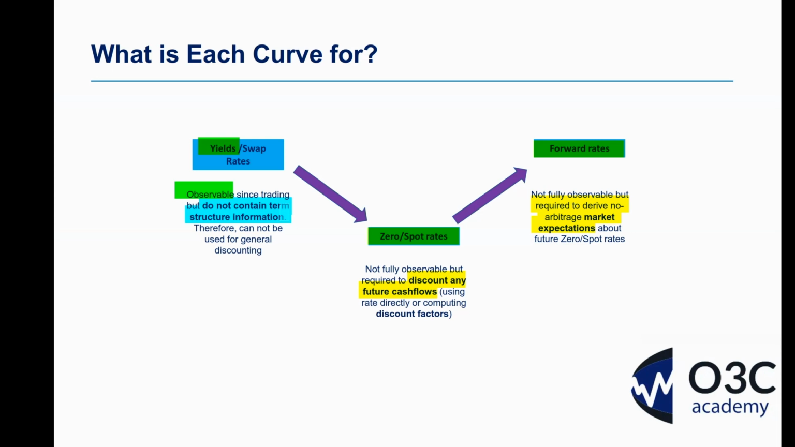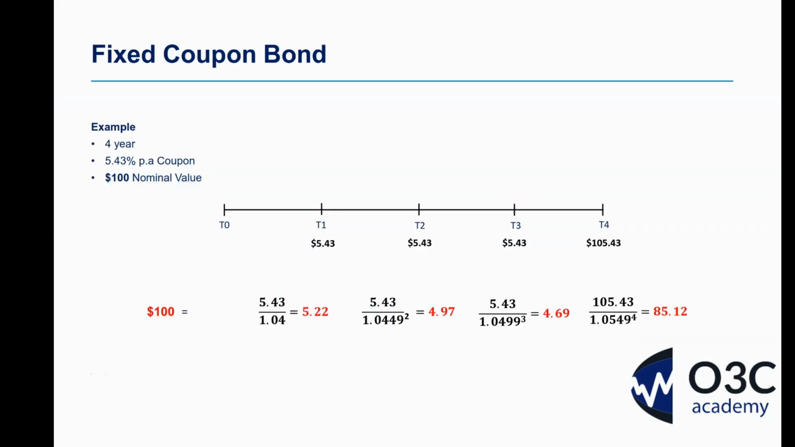Okay, but we have something observable, and the question we need to ask is, can we derive other rates from something that's observable here and then get to use those rates? And the answer to that question is yes. So follow me through on this example.